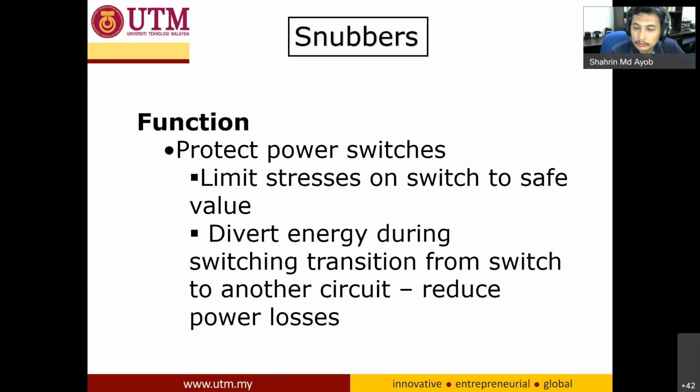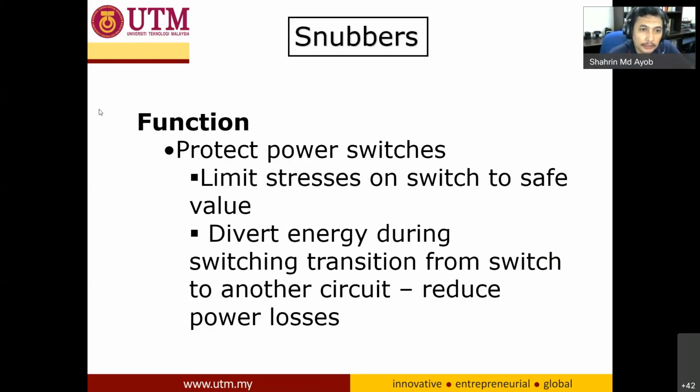Okay, the second subtopic inside this chapter, the last section here, is the snubbers. These snubbers are an extra circuit that you need to design, and it depends on the application. So it is not compulsory to be there.